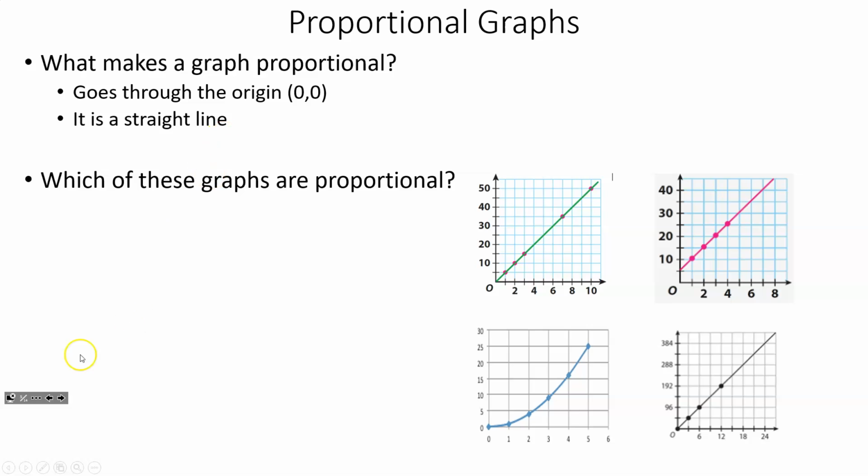Well, if I look at it, the first one does go through 0, 0, so that's a check. And is it a straight line? Yes, it is. So that one does. This next one does not go through 0, 0, so I can already take that one out. This one goes through 0, 0, but it is not a straight line, so that doesn't work. If I look at this one, it does go through 0, 0, and it is a straight line. So those two would be the ones that are proportional.